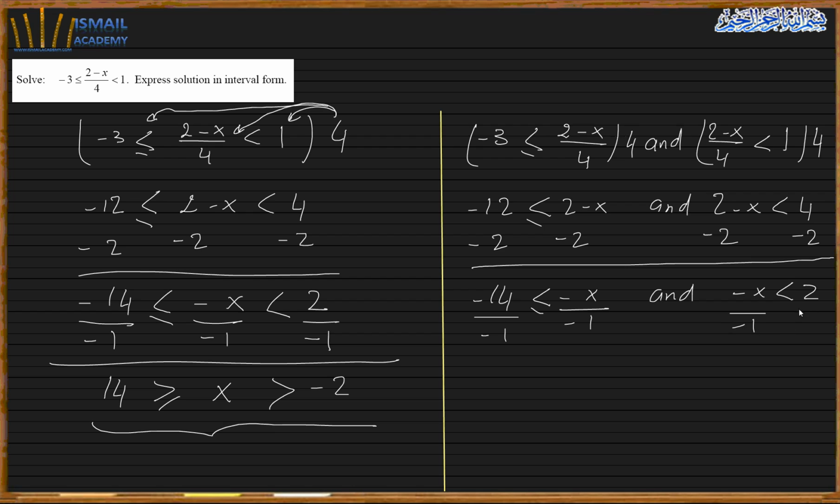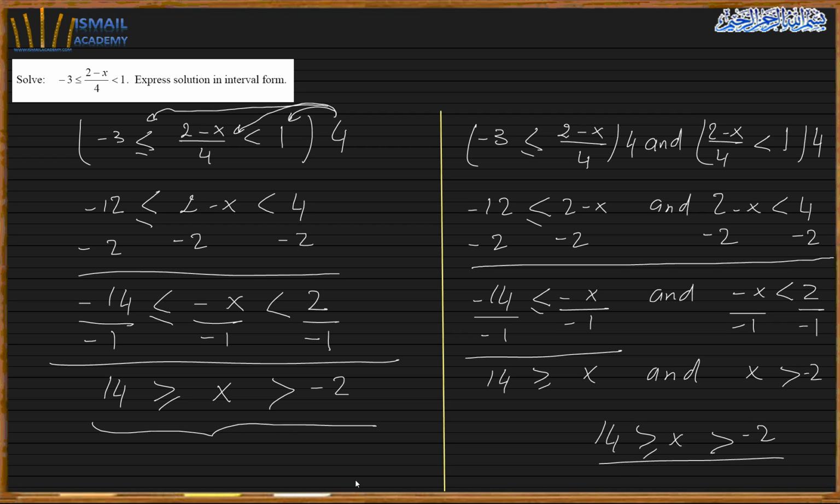Dividing by minus 1, the sign flips here, so it's going to be 14, and here again the sign flips, and it's going to be minus 2. So as you see, it's the same thing as 14 is greater than x, which is greater than minus 2, which is the same answer we got here.